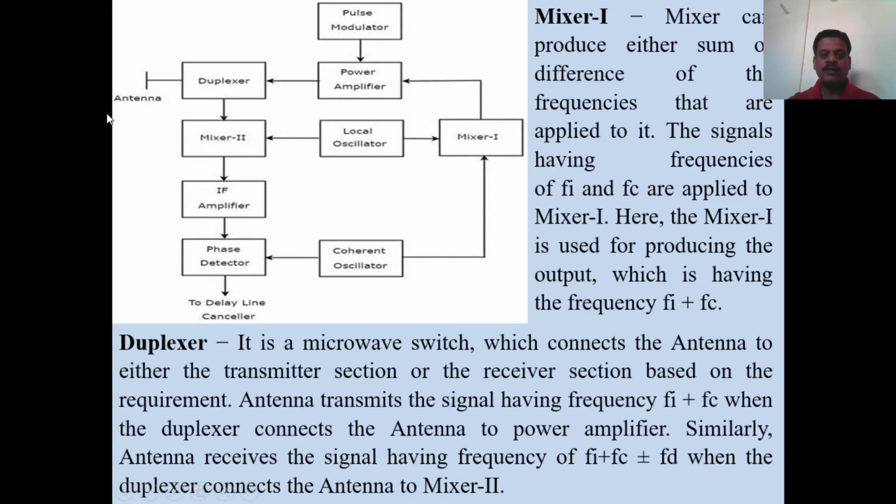Okay, and immediately the duplexer is connected to the receiver section, and the antenna receives the signal from the target, known as the echo signal, having the frequency Fi plus Fc plus or minus Fp. When the duplexer connects the receiver section to the antenna, such a signal, having the frequency Fi plus Fc plus or minus Fp, is issued by the duplexer and provided to mixer 2.